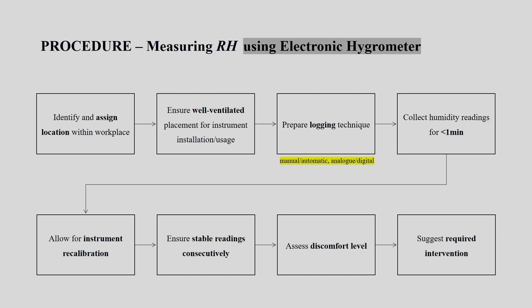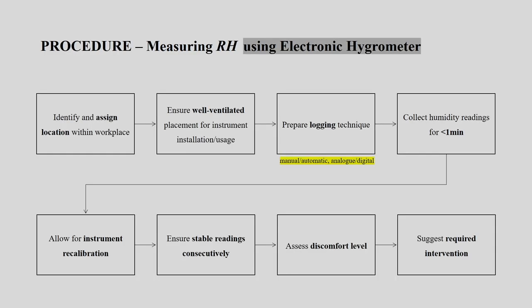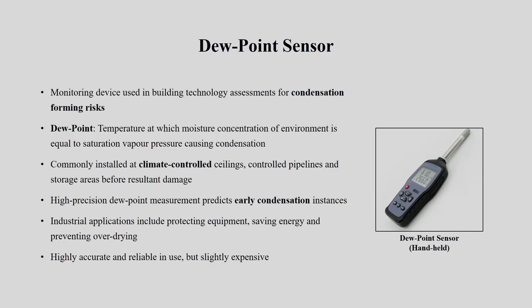Ensure the consecutive readings are stable. So suppose you are taking a reading at 3 hours 45 minutes, then 3 hours 46 minutes and 3 hours 47 minutes. If these three consecutive readings are exactly the same or very close, then you can consider it. If it is fluctuating, then you have to keep on taking the reading. So assess the discomfort level and based on that you can suggest the required intervention, specifically taking into consideration the relative humidity. Now if another instrument, that is the dew point sensor, is there, then also you can measure.